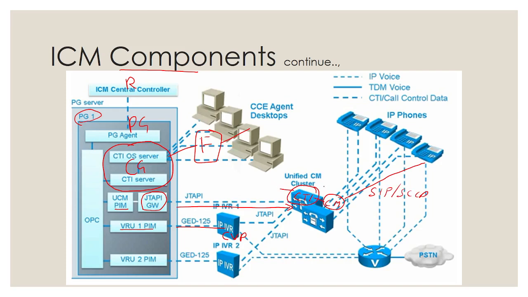In a cluster, we can have 8 CTI servers, and the reason is that wherever the CM service is running, there we need to run the CTI service. In a call manager cluster, we can have 8 call processing nodes. That is why we can have 8 CTI servers in a cluster. This CTI server passes the CTI events through the JTAPI channel to the PG, and then it goes to the PIM, and then OPC gives it to the PG agent, and the PG agent gives it to the central controller, the CC agent.